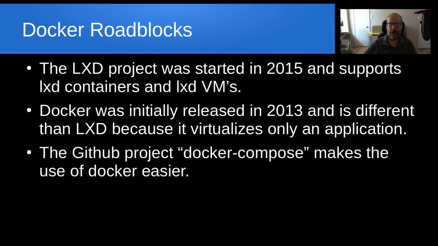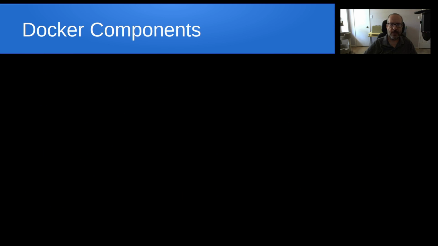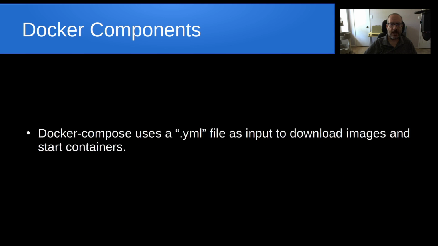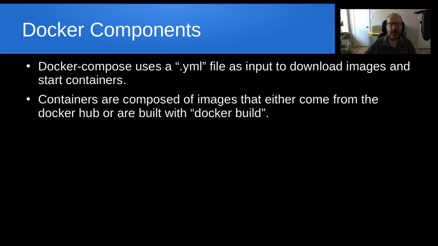So the GitHub project Docker Compose makes the use of Docker a lot easier than the use of the Docker run command. However, managing Docker applications can be tricky. So what are the components of a Docker application? Well, first of all, you have the Docker Compose file, and that is a .yaml file, and it's used as input to download images and start containers and set environment variables.